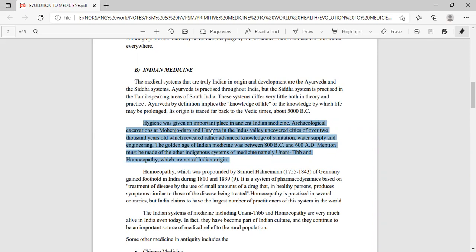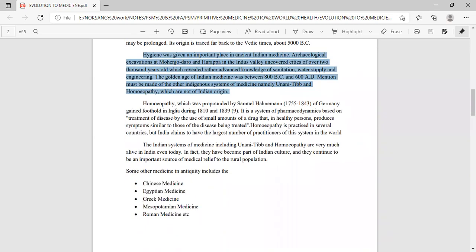In the next paragraph, you just write this line. The Indian system of medicine, including Unani Tibb and homeopathy, is very much alive in India even today. Write this line, that this system of medicine is still used. Even now, Unani and homeopathy are found. Only 1 minute is left. You write down this line fast.